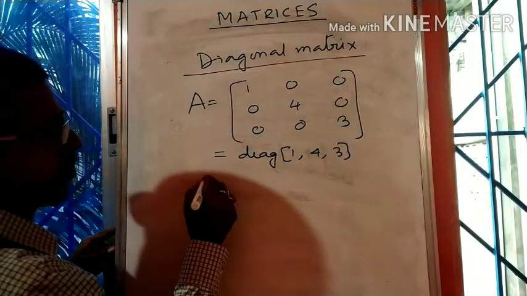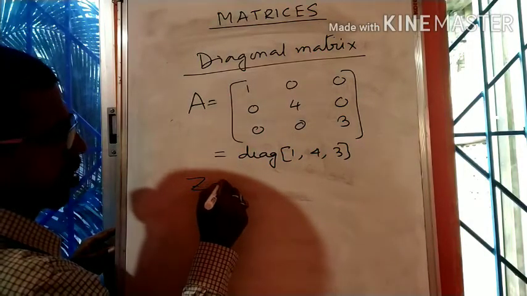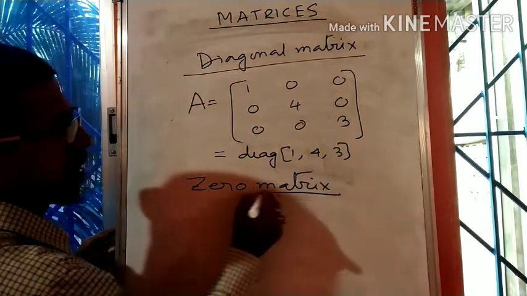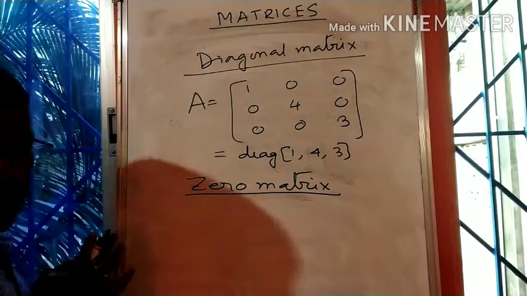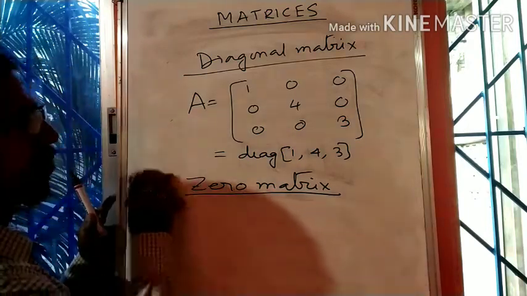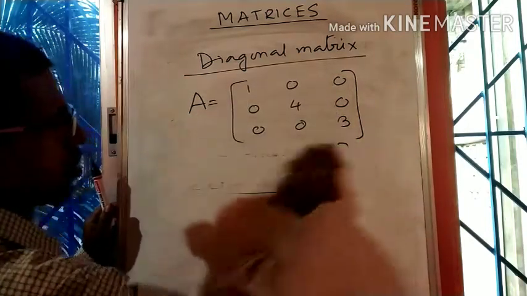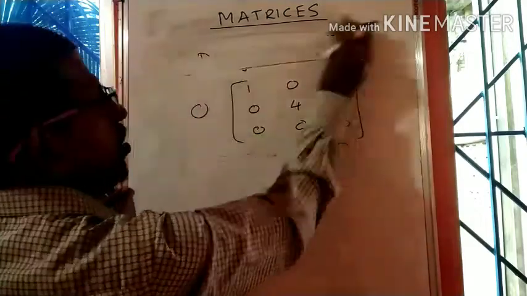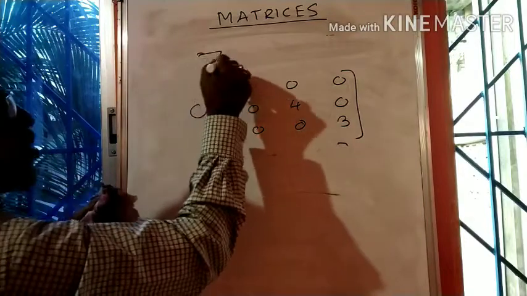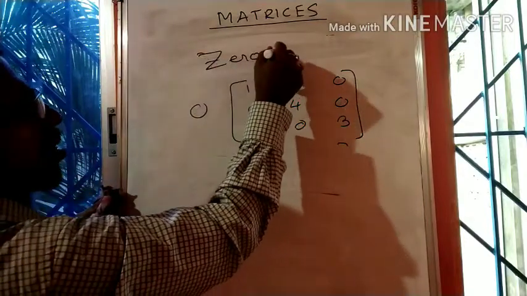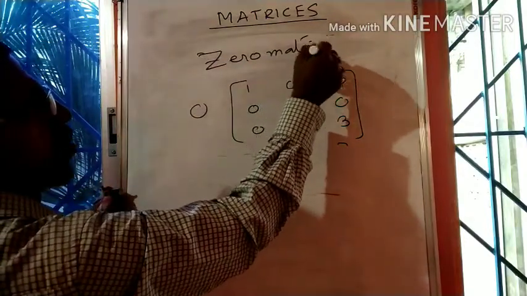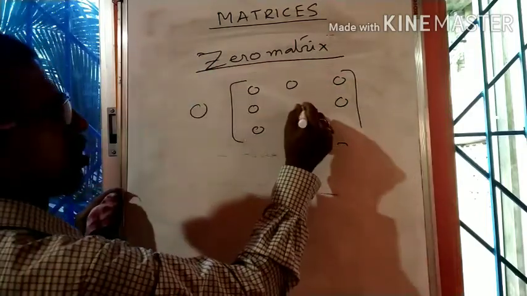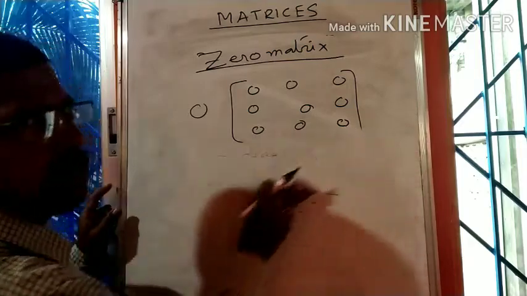Now we are going to find out 0 matrix or null matrix. A matrix is said to be a null matrix if all the elements are 0. It is denoted by O. So you can define it as 0 matrix. 0 matrix means all the elements will be 0: 0, 0, 0. So order 3 by 3.